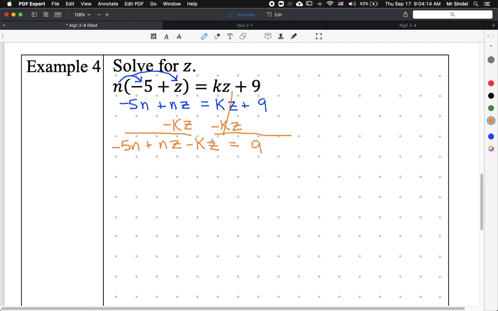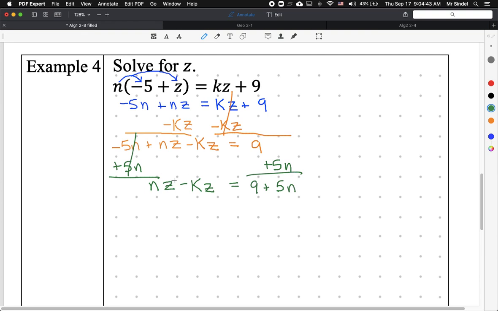I need to get all the non-z's, all the non-things I'm trying to solve for, on the right-hand side. So this negative 5n has got to go. I need to undo subtract 5n. I'm going to add 5n on both sides. That cancels out. I'm left with nz minus kz. Cool. So all the z's are on the left, and all the non-z's are on the right. I have this 9 plus 5n.